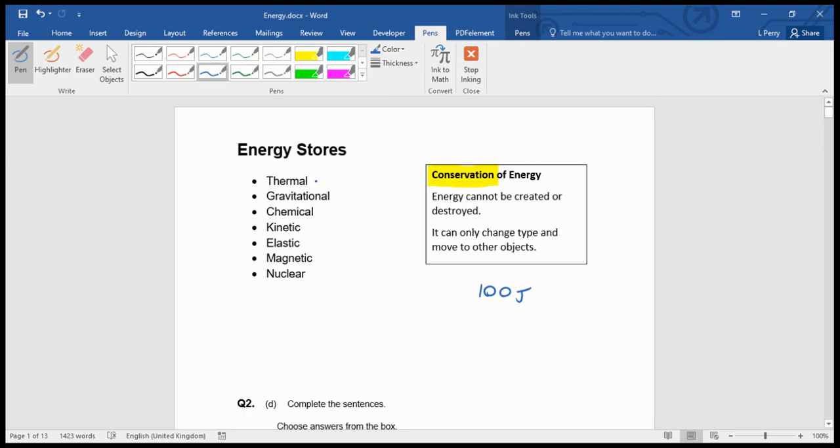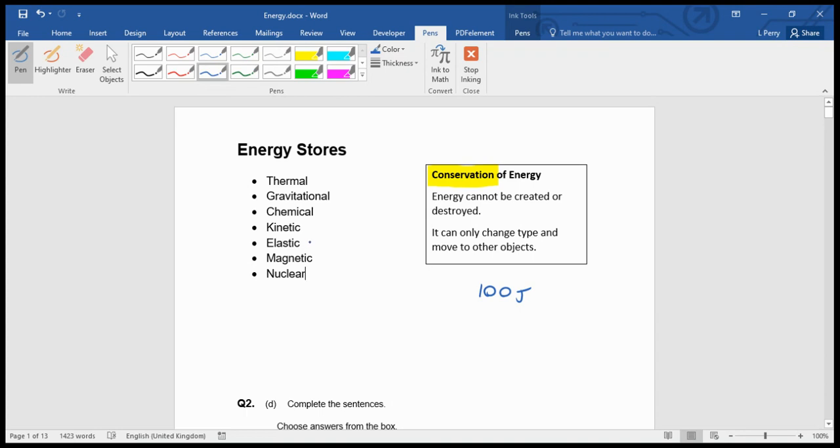Thermal energy is also known as heat energy, so anything that's warm or hot has thermal energy. Gravitational energy is for anything that's up high. Chemical energy is energy that chemicals store. It's in your food, it's in fuels like gas and coal. It's also in batteries, because batteries have chemicals in them. Kinetic energy is movement energy. So anything that's moving has kinetic energy.